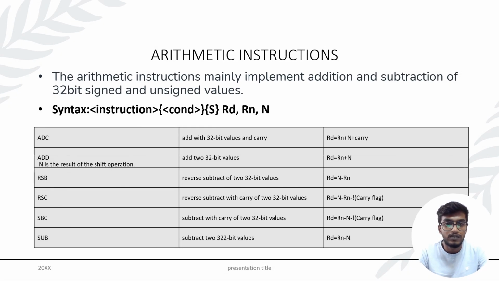Arithmetic instructions. The arithmetic instructions mainly implement addition and subtraction for 32-bit signed values as well as unsigned values, followed by the syntax. ADC means add two 32-bit values and carry. ADD means add two 32-bit values. RSB means reverse subtract of 32-bit values. RSC means reverse subtract with carry of 32-bit values. SBC means subtract with carry of 32-bit values. SUB means subtract two 32-bit values.